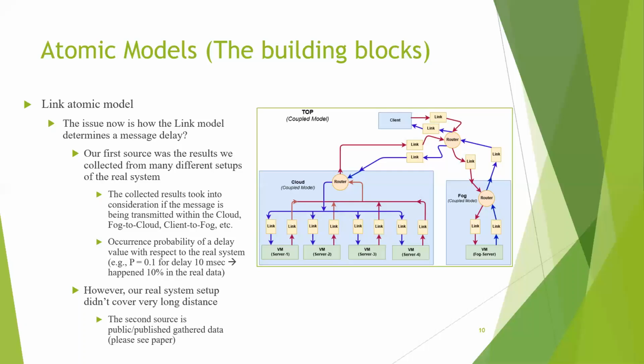In the collected results, we took into consideration, for example, the delay transmitted within certain clouds, fog to cloud, client to fog, etc. And we used some kind of occurrence probability. For example, if our data showed that 10% of the delay times were 10 milliseconds, then a delay on this link of 10 milliseconds has a probability of 0.1, and so on.